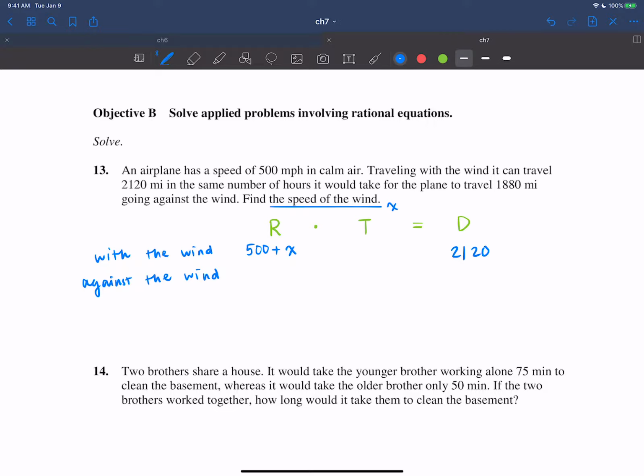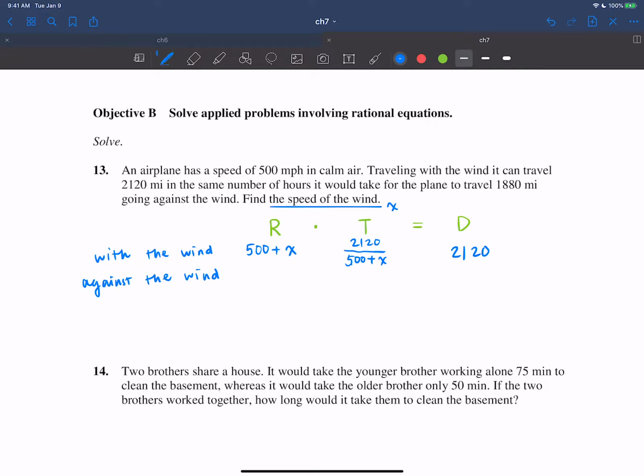And then you could apply the formula to find out the time. So simply use the distance, 2,120, divided by the rate, which is 500 plus x. So that is the time it takes for the airplane to travel with the wind for 2,120 miles.